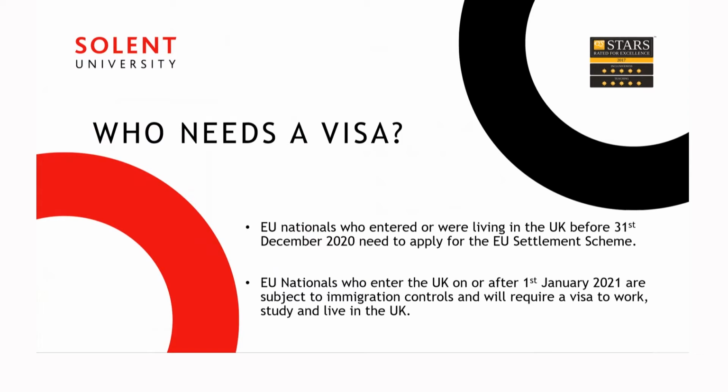So firstly, you need to work out if you need a visa to come to the UK. And this is split distinctly into two different groups of EU and EEA nationals. Anybody who's from the EU or EEA who entered the UK prior to the 31st of December 2020, that's the date when the UK officially left the EU and the transition period ended, and you are still living here now, you can apply for what is known as the EU settlement scheme. And the deadline to apply for the EU settlement scheme is the 30th of June 2021.